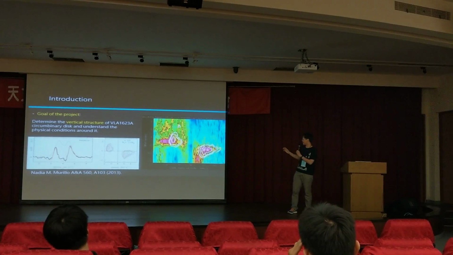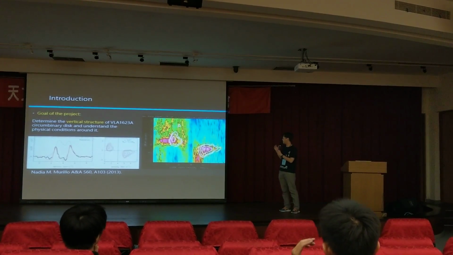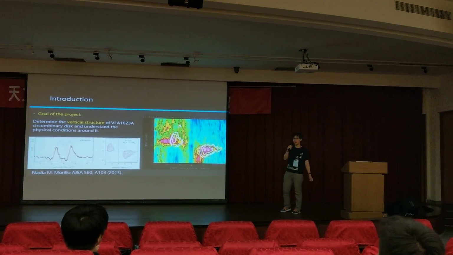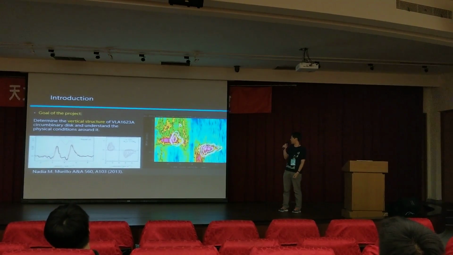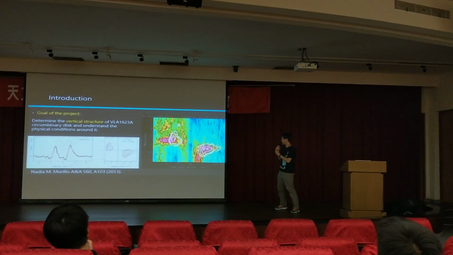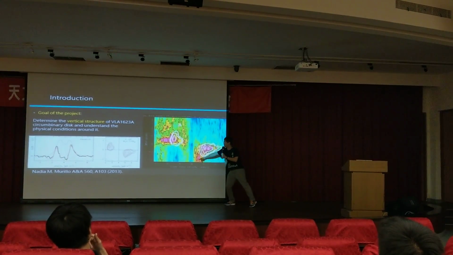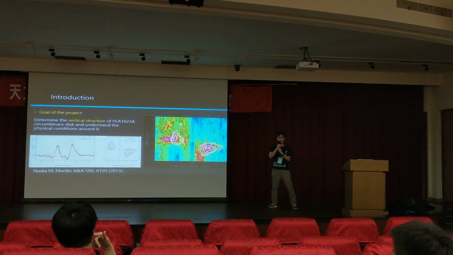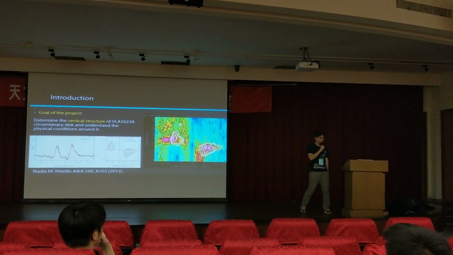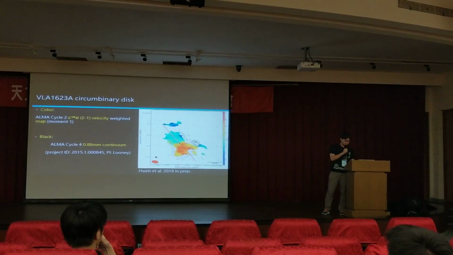The color on the right side is the cycle 2 data from ALMA, and the white contours are the cycle 0 data. You can see there are a lot more structures outside the white contours. So I'm going to use cycle 2 data to do my analysis.